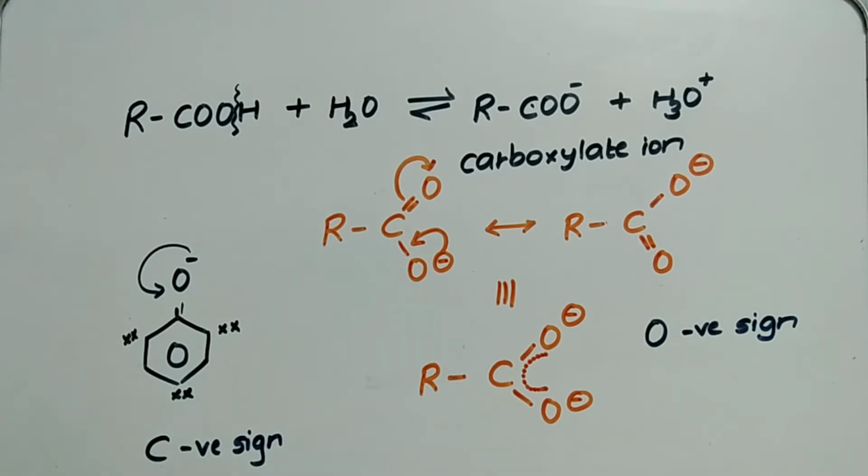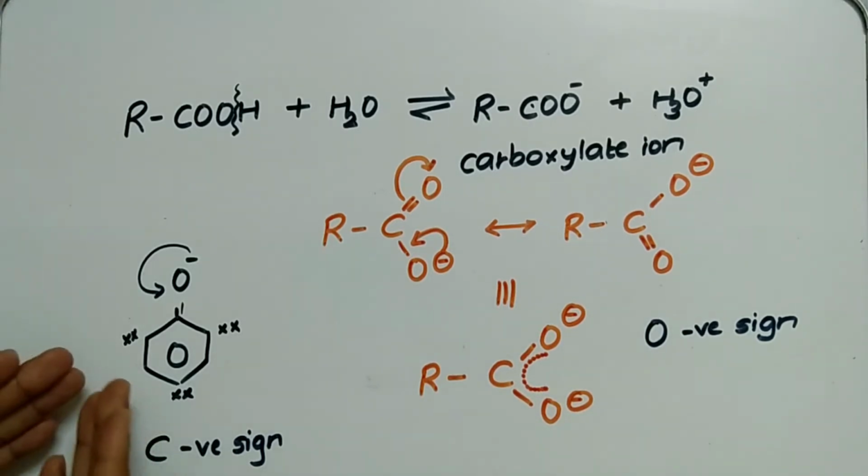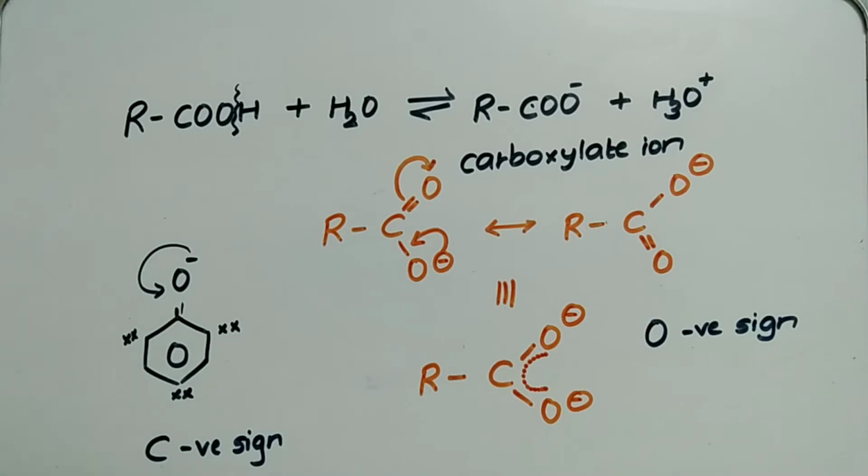So now which is more stable? Check: carbon and oxygen, which is more electronegative? Oxygen. So oxygen should be the one to get the negative sign. But in the phenoxide ion, in the resonating structures, carbon is getting a negative sign. So which is more stable over here? Carboxylate ion is the most stable. So we have known about the stability, that carboxylate ion is more stable than phenoxide ion, than alkoxide ion.